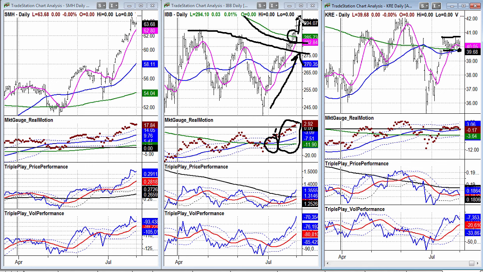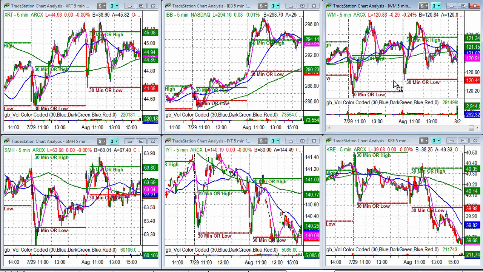Right now, I said earlier in this video that I wanted to show you how to do this not only with our real motion indicators, but on a more granular level, such as intraday. So let's take a look at these same charts using a 30-minute opening range perspective. Now I've got them all here on one screen so we can see it really clearly.